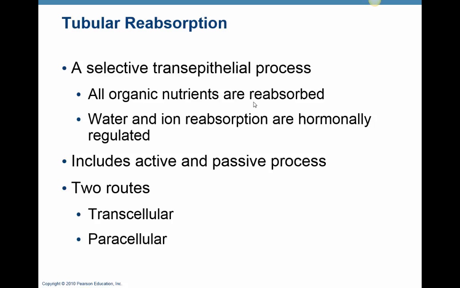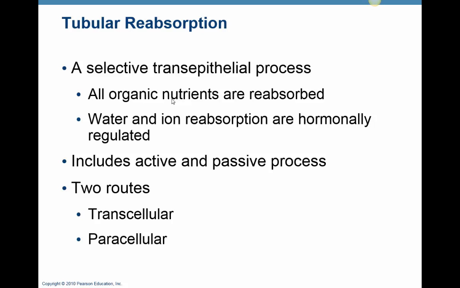Remember, we reabsorbed the water and the electrolytes in the digestive tract first, then it's in the blood, then we filtered it into the nephron. Now we need to reabsorb it back to the blood. So again, it's a selective process, this tubular reabsorption, and we want to make sure any important organic nutrients such as amino acids and glucose are totally reabsorbed back to the blood. We don't want to see those in the urine because we need amino acids and glucose for metabolism.